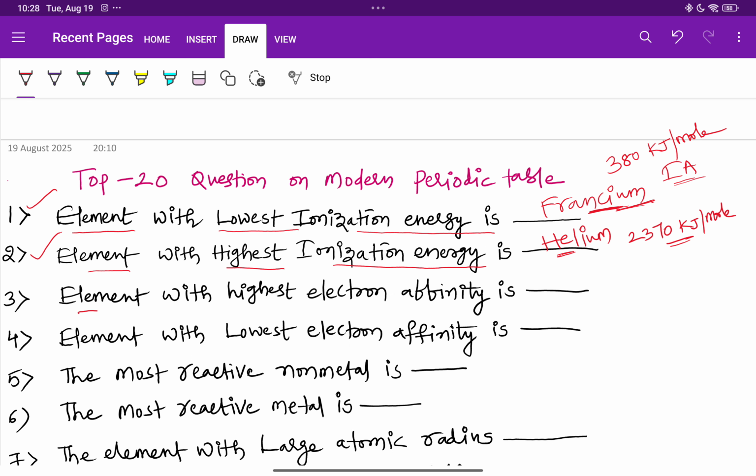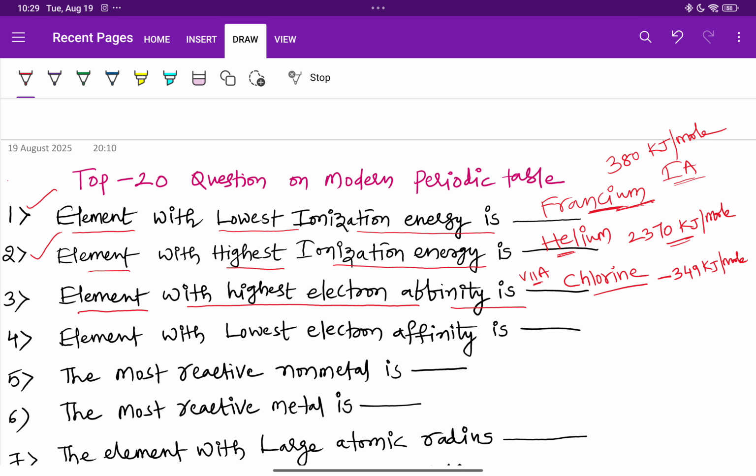And third question, element with the highest electron affinity. We discussed already, that is chlorine, 7th A group element, you can call halogen. So here the electron affinity value is minus 349 kilojoule per mole.